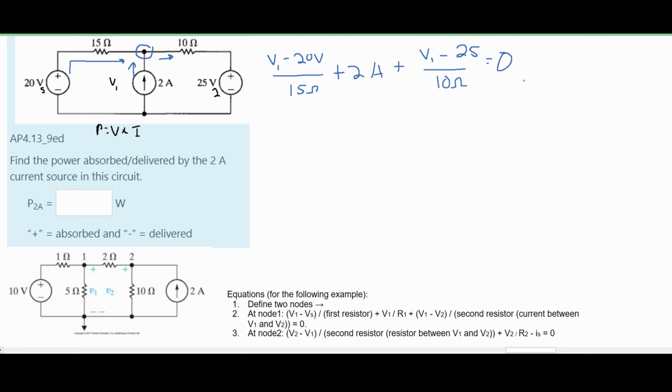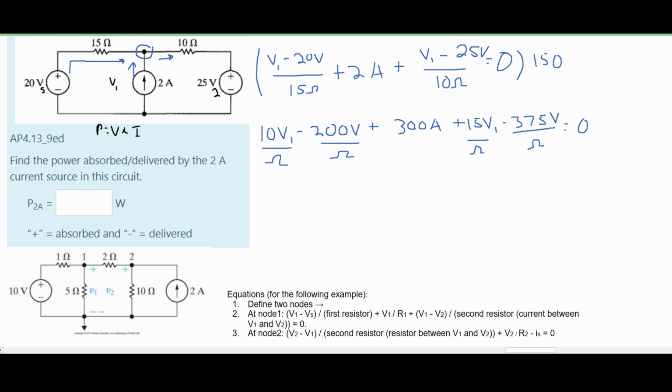We have our equation with only one unknown, so we can just solve from here. What I'm going to do first is multiply everything by 150. And this is what we are going to get right here. I'm going to simplify a few things.